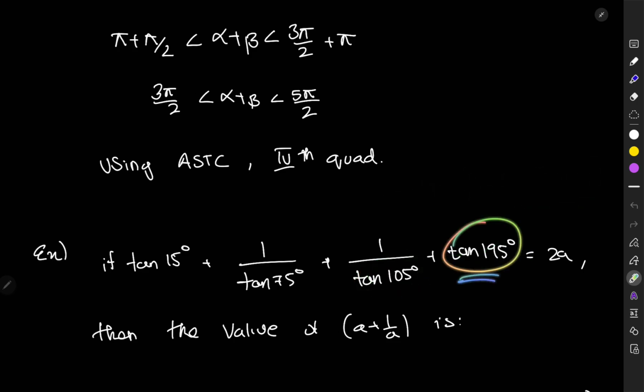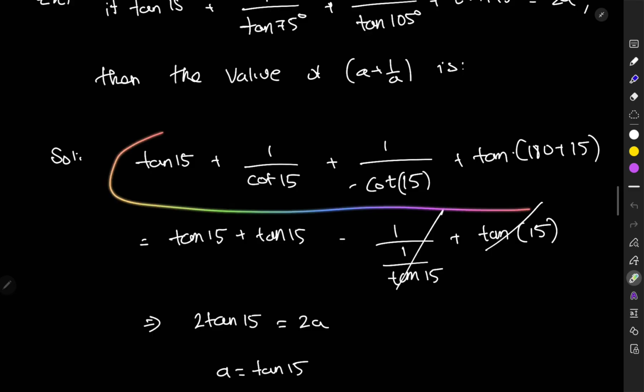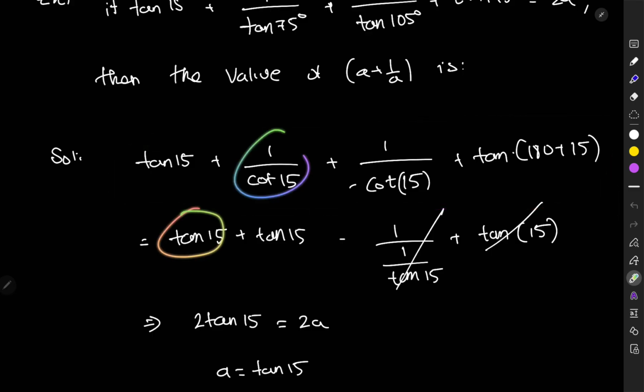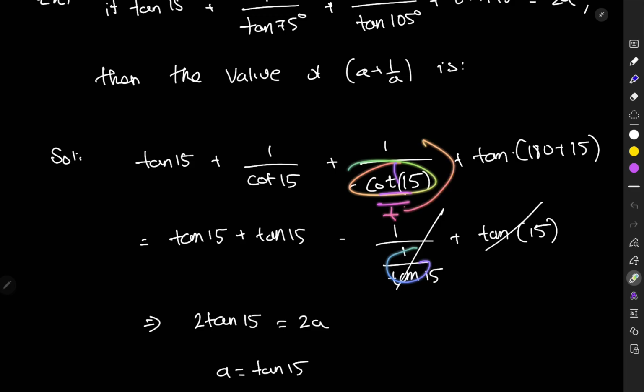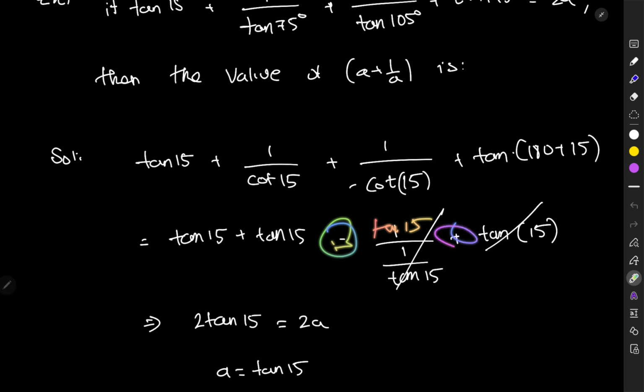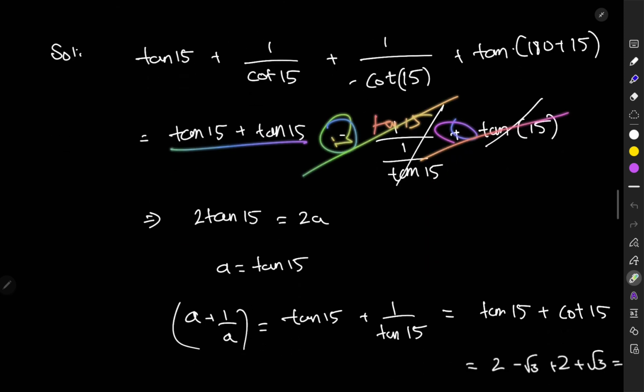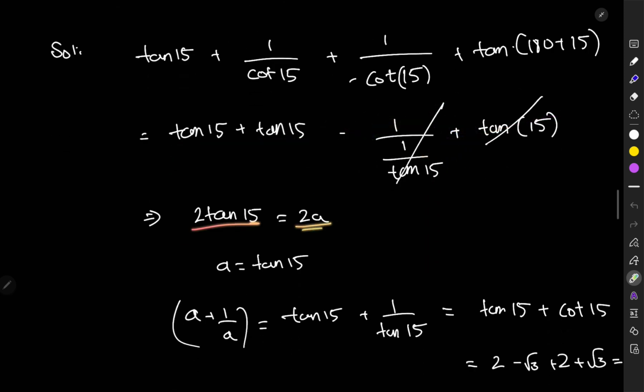So I can also find this, right? Basically that is this step. So this will become tan 15, and 1 by cot 15 is basically converted into tan 15. Again, this is 1 by tan 15. I can take tan 15 above, and minus tan 15 and plus tan 15 get cancelled, and we will be remaining with 2 tan 15 equal to 2a. So by comparing I can say tan 15 is equal to a, right?